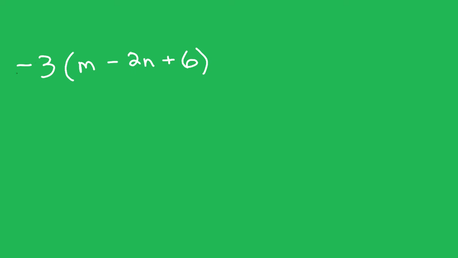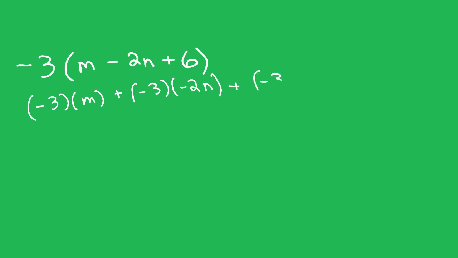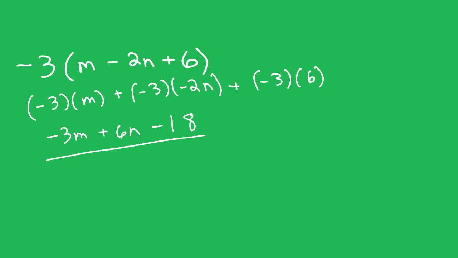So let's distribute the negative 3 over each term in the parentheses. So negative 3 times m plus negative 3 times negative 2n plus negative 3 times 6. Now we can just multiply these out to get negative 3m plus negative 3 times negative 2 is 6n minus 18 at the end there. So that's our simplified expression. Now last one.